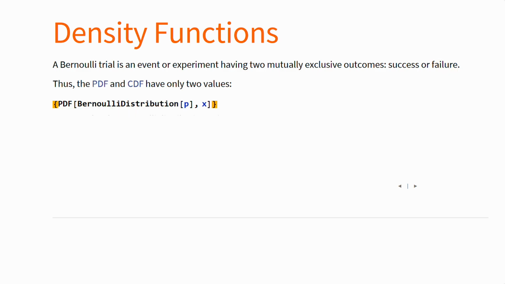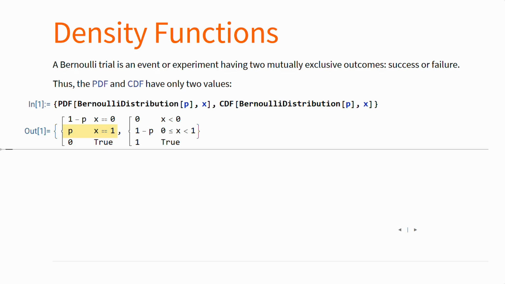If you take the PDF and CDF of the distribution, the probability that x is equal to 1, that is, a success, is p, and the probability of failure, x is equal to 0, is 1 minus p. For the CDF, the function starts at x is equal to 0 with 1 minus p, and then accumulates to 1 at the value x is equal to 1, as you're adding success probability.